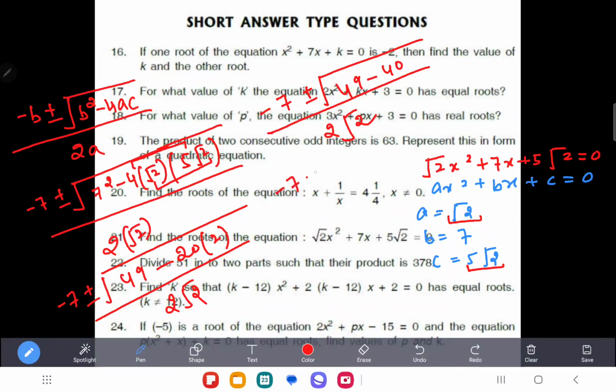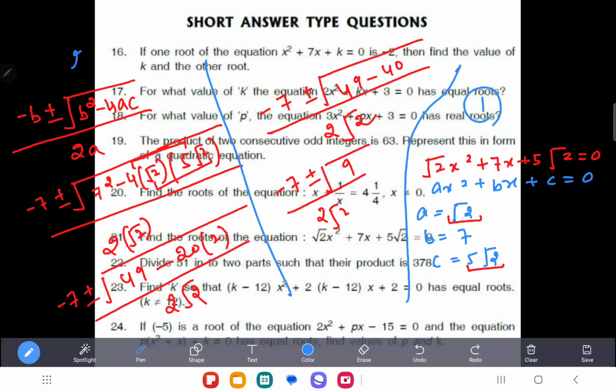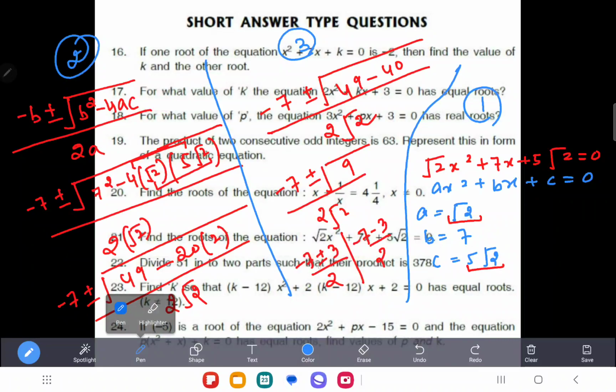So we have minus 7 plus minus under root of 9 over 2 root 2. So this is my first part of the equation, this is my second part, and this is going to be my third part. Yes or no? So I will have minus 7 plus minus 3 over 2, and minus 7 minus 3 over 2. So I will have minus 4 over 2, and I will have minus 10 over 2. That means what? I will have minus 2 and I will have minus 5. Yes or no?